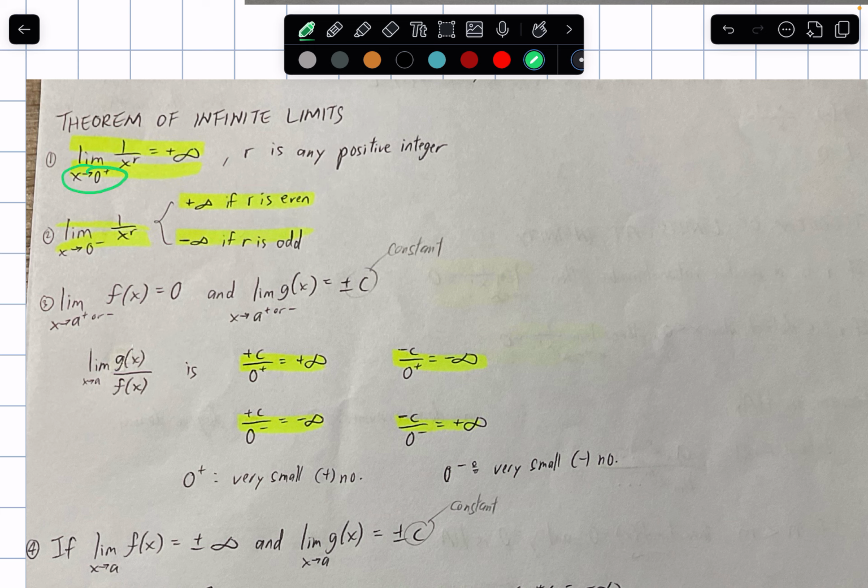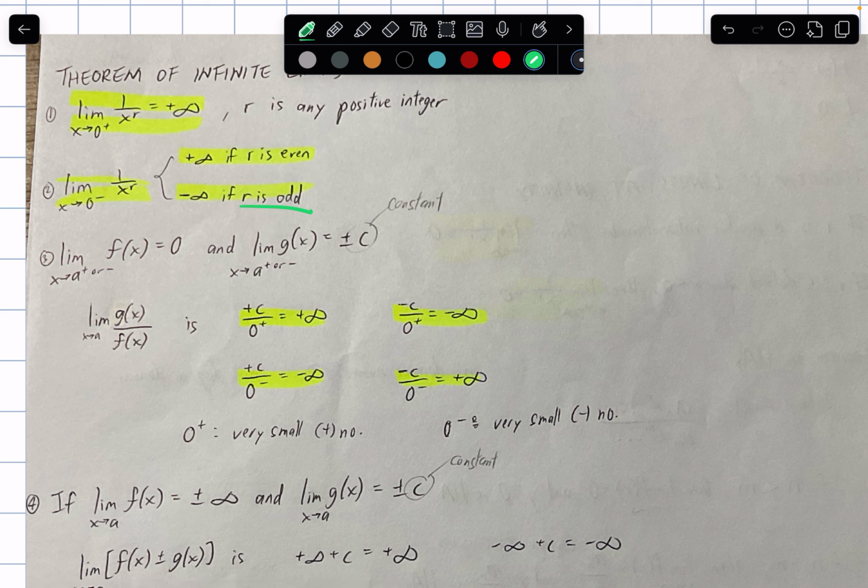As x approaches 0 from the right side, and we have a limit expressed as 1 over x raised to r, such that r is any positive integer, that's equal to infinity. Let's say x approaches 0 from the left side, the same fraction, 1 over x raised to r. If r is even, let's say 2, x raised to 2, then it's positive infinity. But if r is odd, let's say r is equal to 3, then it's going to be equal to negative infinity.